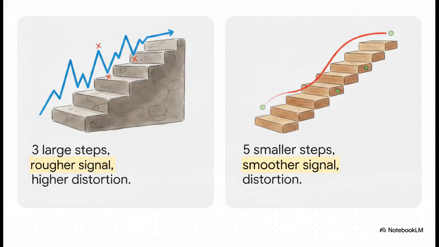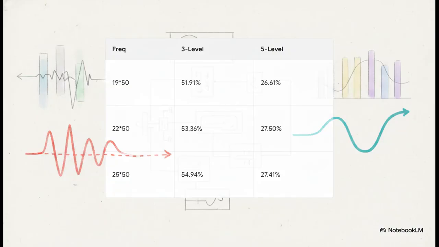Let's put some hard numbers to this with our simulation data, because the contrast is stark. When we run a simulation with a carrier frequency of 19 times 50 Hz, the 3-level inverter suffers from a massive THD of 51.91%. But at that exact same frequency, the 5-level inverter cuts that distortion nearly in half, plummeting all the way down to 26.61%. And that trend holds absolutely steady across different frequencies. Simply adding those extra 2 voltage levels yields a massive, undeniable improvement in the purity of our power.